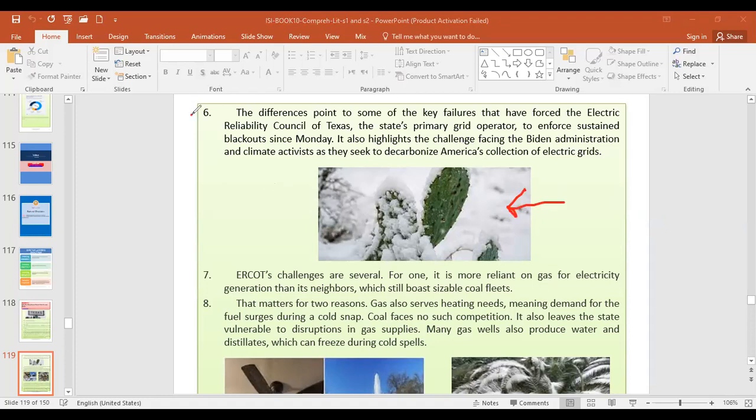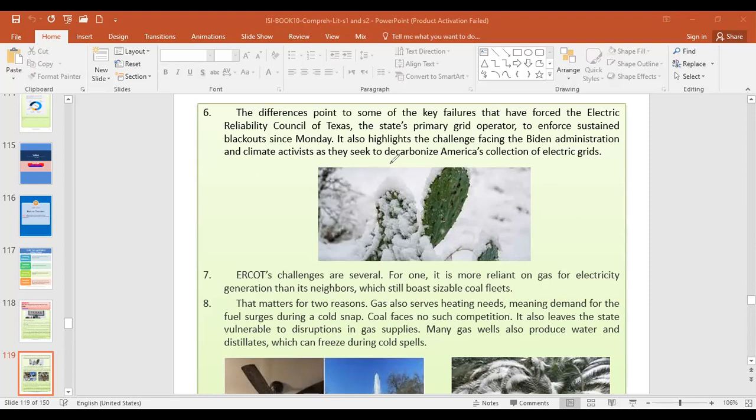Okay. Let's see. Kamil, would you please read paragraph 6? Yes, Miss. The differences point to some of the key failures that have forced the Electric Reliability Council of Texas, the state's primary grid operator, to enforce sustained blackouts since Monday. It also highlights the challenge facing the Biden administration and climate activists as they seek to decarbonize America's electric grid. Okay, so what does it mean, Kamil?